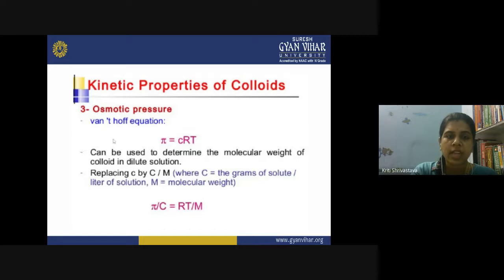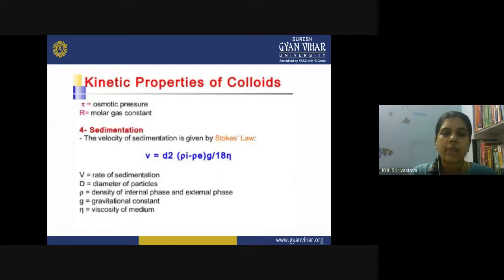So this entire equation and process can be used for colloidal solutions as well, and you can calculate the molecular weight of the colloidal particles. Here pi is the osmotic pressure, and R is the molar gas constant. So all the symbols have their usual meanings.